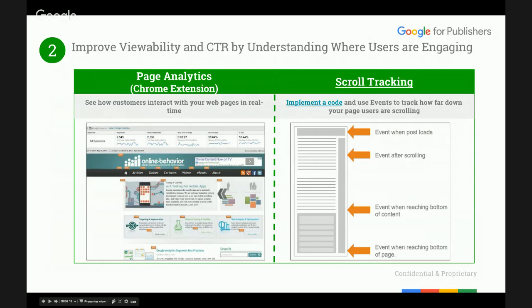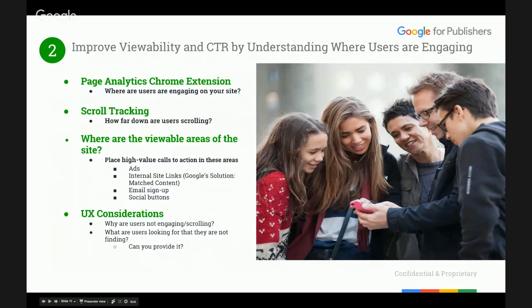So once you've identified these high-value parts of your pages, you can place what matters most to you as a publisher into those parts of the page. So you can leverage the high-value real estate to improve the viewability of your ads, to promote your own content with internal site links, like we talked about with match content. You can use it to get users to sign up for an email or get users to share the article that they're reading on social media.